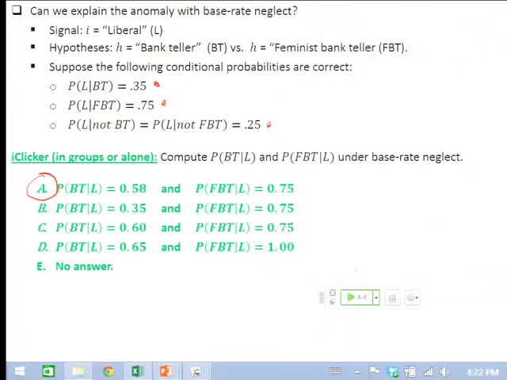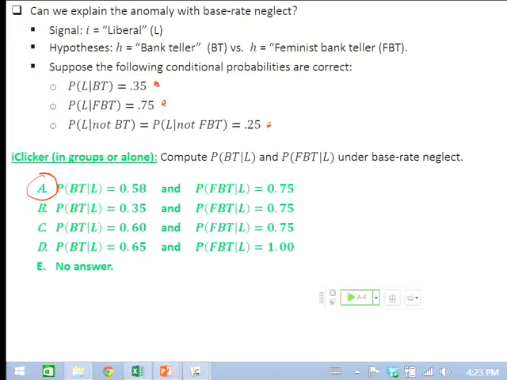So, let's see. Does anybody feel like walking us through just the math of the first of these two things, the base rate neglect conditional probability of being a bank teller given that I observe you being liberal, or acting like a liberal? Yeah. Sorry, all this semester I haven't known your name. Ina. 0.35 over 0.35 plus what? 0.25. So that is the probability that you are liberal given that you're a bank teller, right?